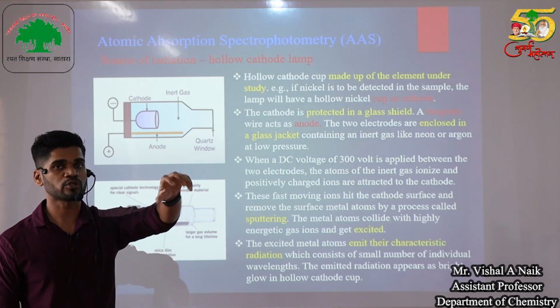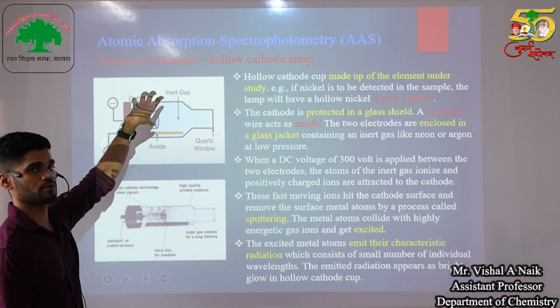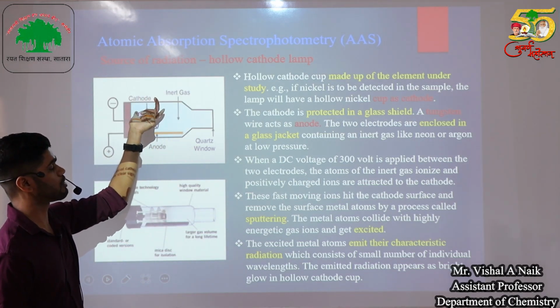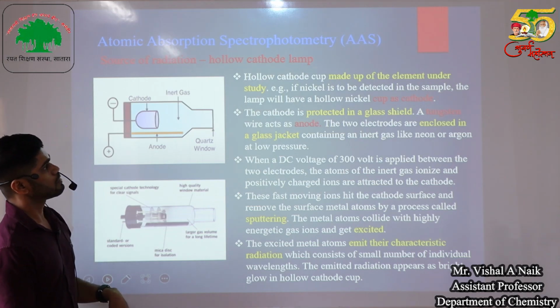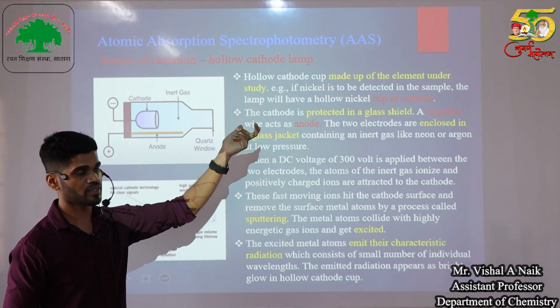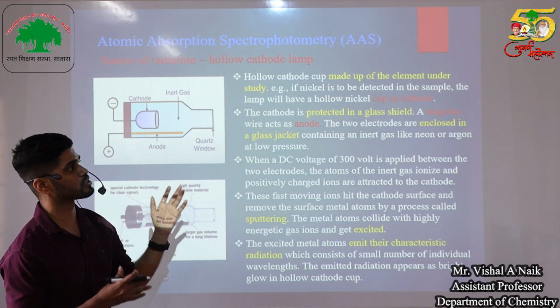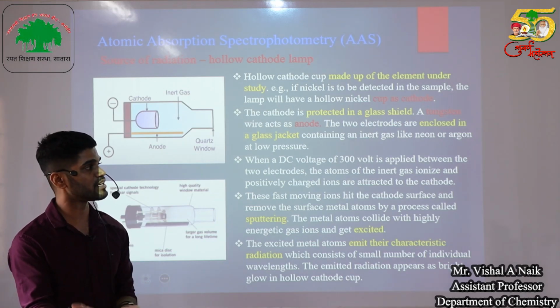Okay, for the sample solution containing a particular metal ion, we have to determine that. So we have to use the hollow cathode lamp for that particular metal ion. The hollow cathode lamp is made up of the element under study. For example, if nickel is to be determined or detected in the sample, we have to use a lamp which is made up of nickel.